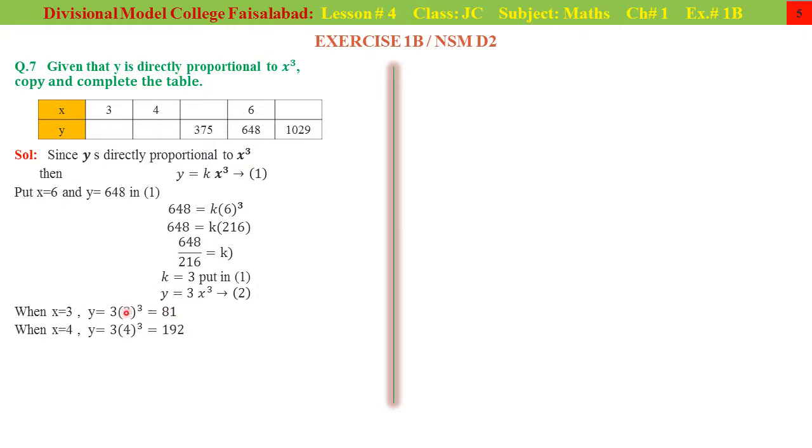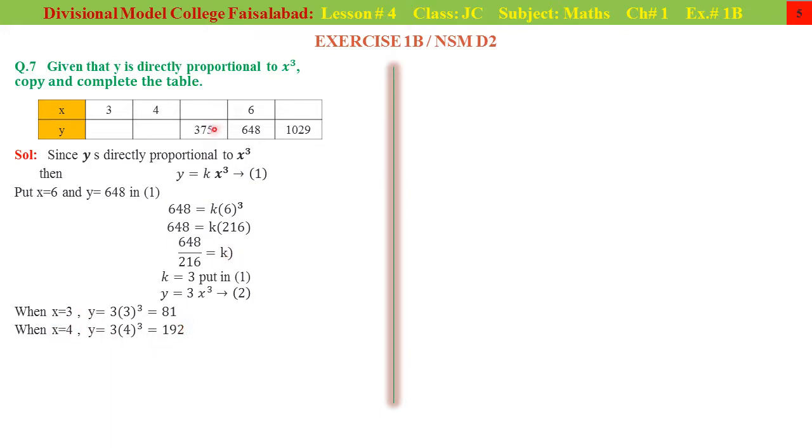And when x is equal to 4, we put this value in equation number 2. y is equal to 3 into 4 raised to the power 3. 4 to the power 3 is 64. 4 fours are 16, 16 fours are 64. 64 multiplied by 3 will give you 192. So when x is 3, y is 81. When x is 4, y is 192.